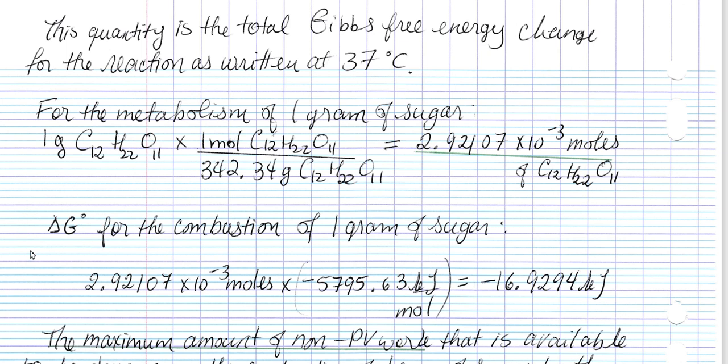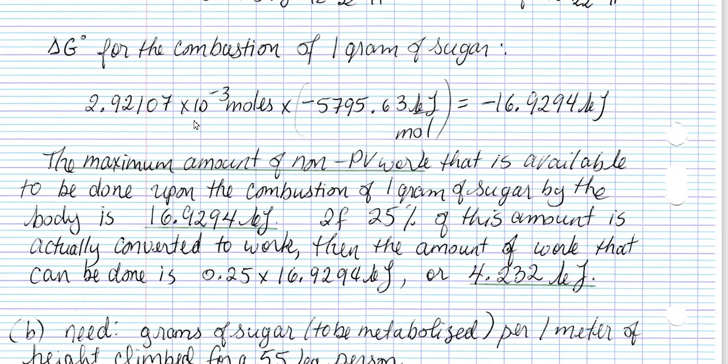So therefore, the standard delta G for the combustion of only 1 gram of sugar is this quantity of moles, 2.92107 times 10 to the negative 3 moles, times the delta G of reaction per mole, negative 5795.63 kilojoules per mole. Multiplied by that amount of moles will give the amount of kilojoules. Okay, so the answer is negative 16.9294 kilojoules.